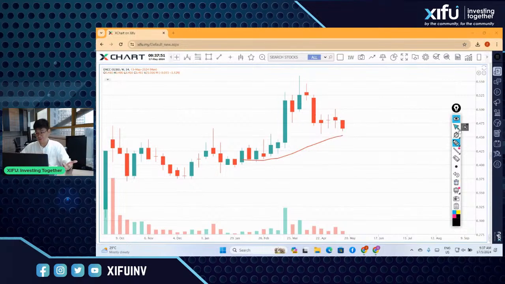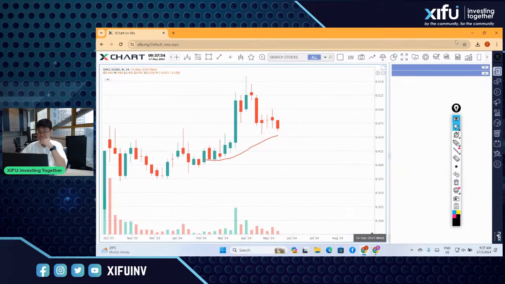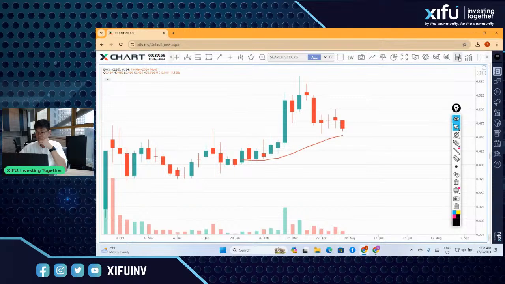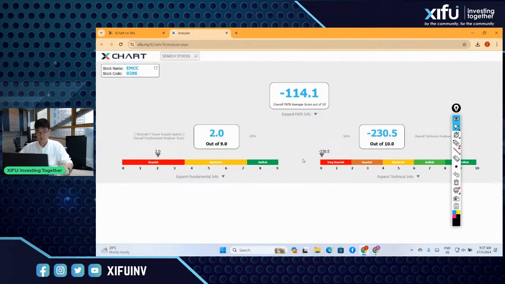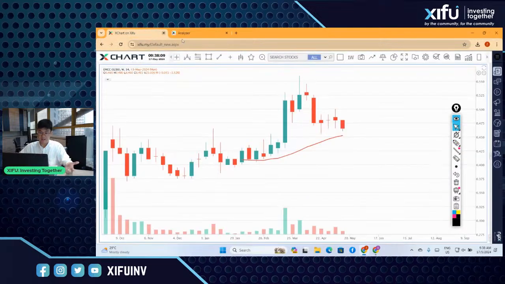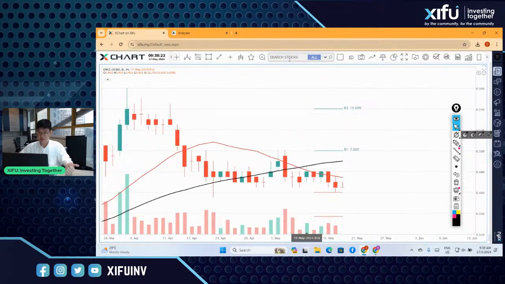Okay, let's look into my FA analyzer. Okay, not too good. So here, looks like the FA is not that great at the moment. Of course, technical wise, it's not that great either. If I look into the long term, I think they are still doing a nice pullback, but let's see how it goes. As long as low volume above support, I think it's still fine. So, yeah, EMCC, I'm ready. Any others that we discussed in the group?